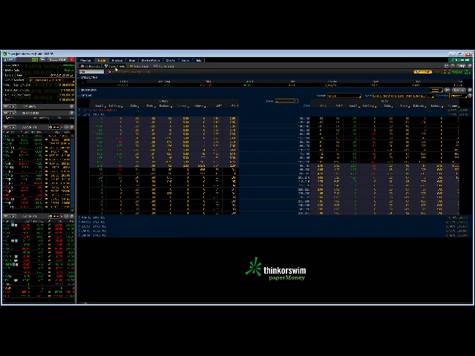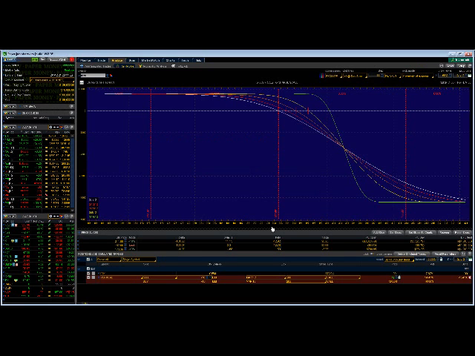So I modeled that, and this is what I got right here. If you look at this, you'll see that in this spread right here, I use 200 and 205. So I'm short the 200, I'm long the 205 strike. The approximate margin required to make that trade, $4,210.